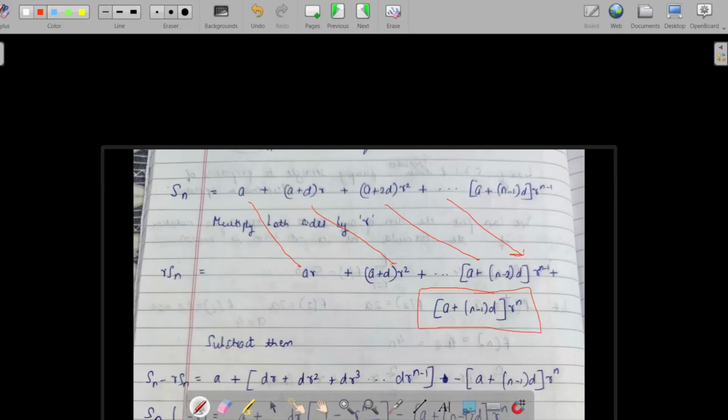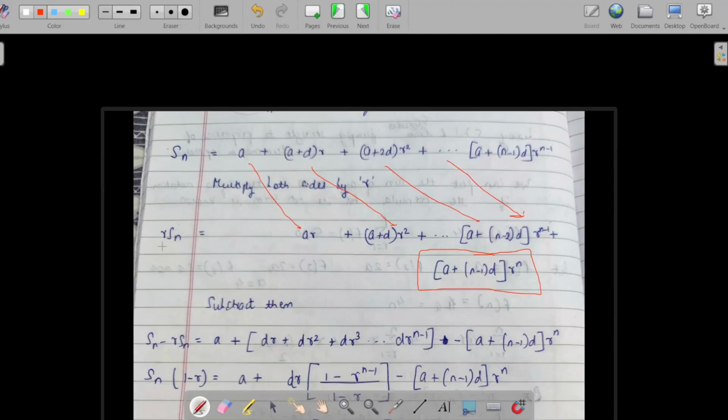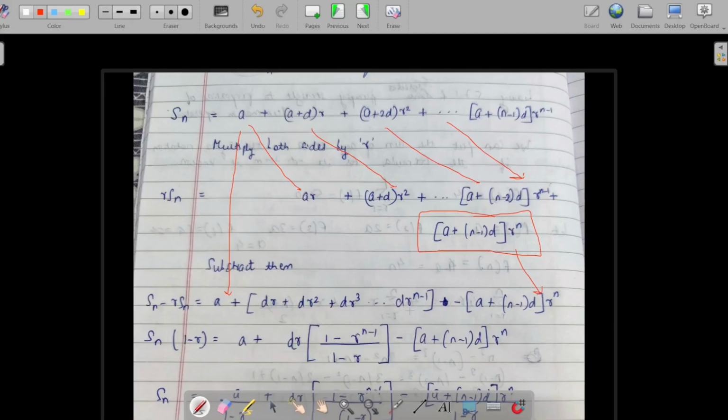But the beauty is, once you subtract these, once you do S minus r times S, this term will directly come here. But see, ar, we are subtracting this, they will get cancelled. You will get dr. Similarly, ar square, ar square, they will get cancelled. You will get 2dr square minus dr square, which is dr square. Similarly, you will get dr cube. And this term will directly come here right straight away, we're not subtracting it from any term. But for the second last term, when you subtract this term from it, you will get d into r raised to the power n minus 1.